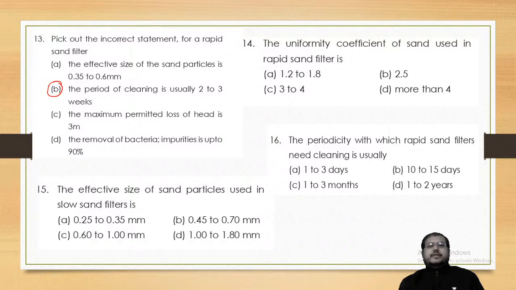Question number 14. The uniformity coefficient of sand used in rapid sand filter will be in between 1.2 to 1.8. 14A. Question number 15. The effective size of sand particles used in slow sand filter is 0.25 to 0.35 mm.